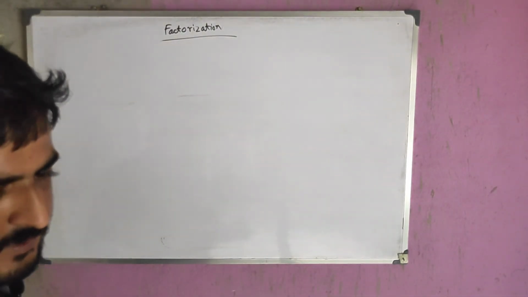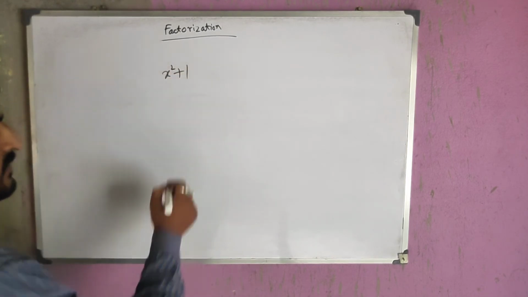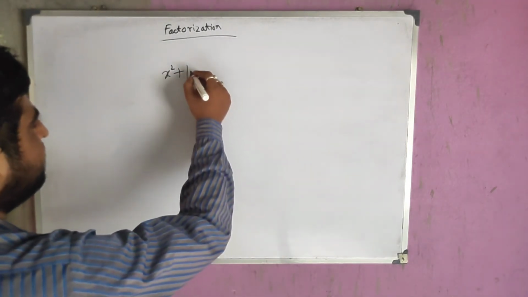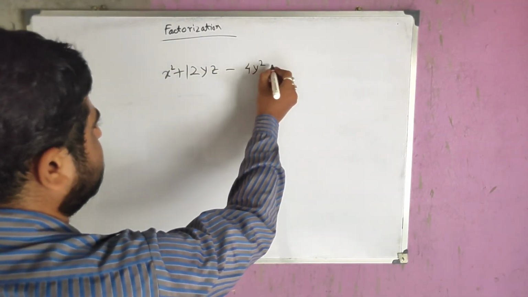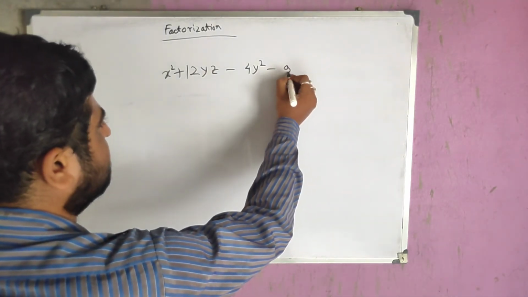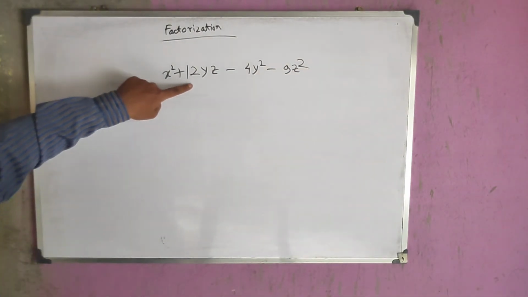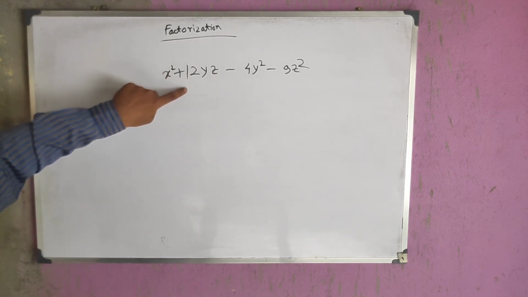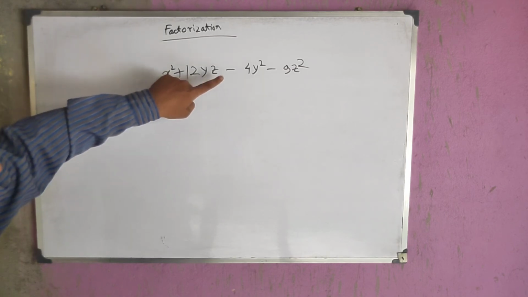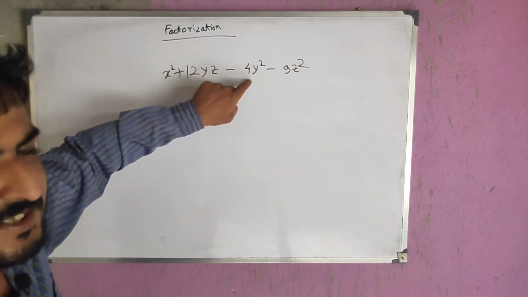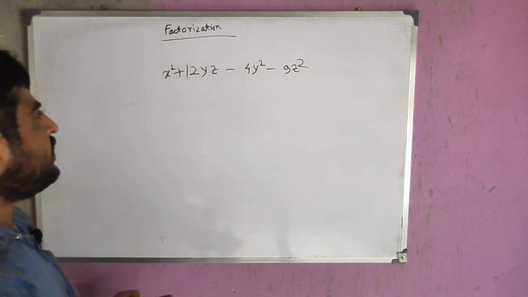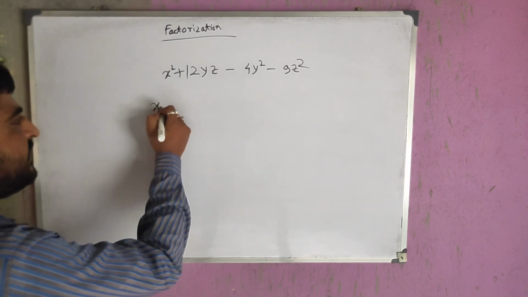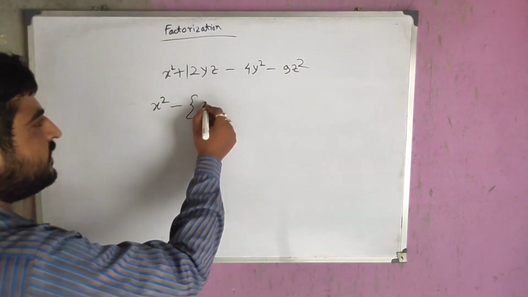Next sum, x square plus 12yz minus 4y square minus 9z square. So by seeing we can tell this is 2ab form. So as this is 2ab form, with that we have to take the a square and b square. So with respect to this 12yz, which are the a square and b square? This 4y square is a square and 9z square is b square, we can take. But these square terms have negative sign. So what we have to do? Which square term has positive sign? Write that one first, then take minus common, then write these here.